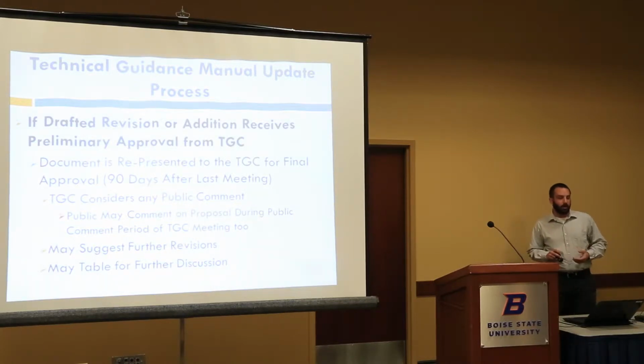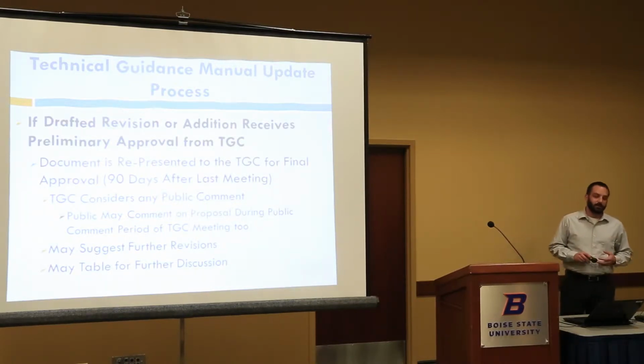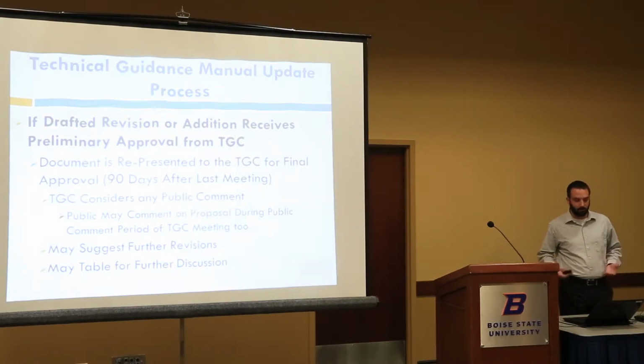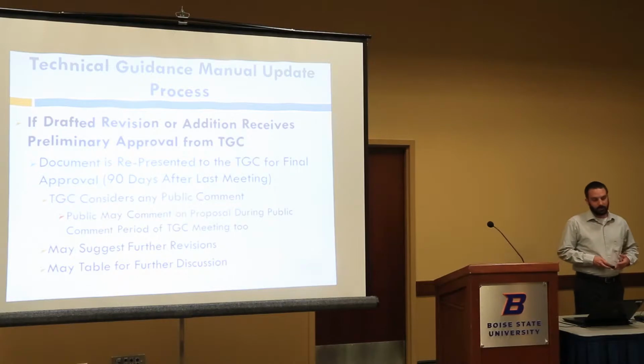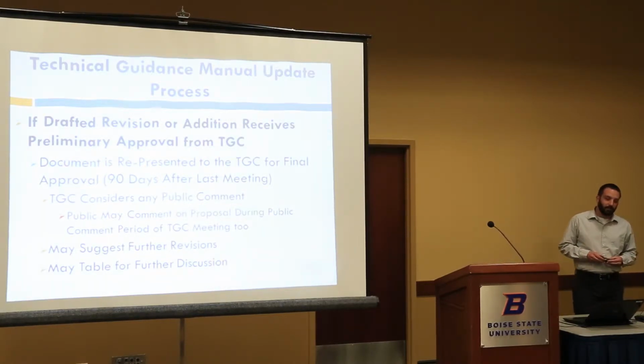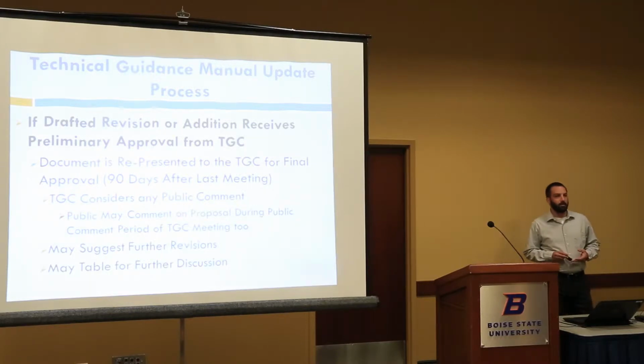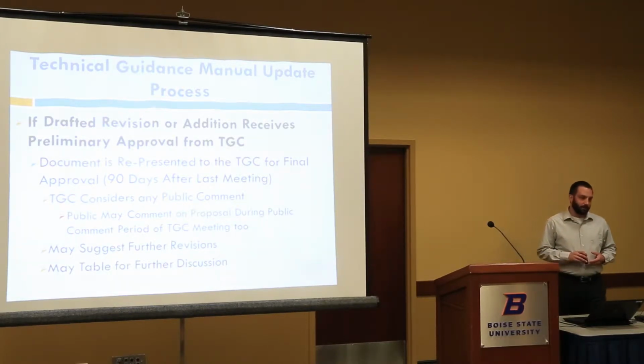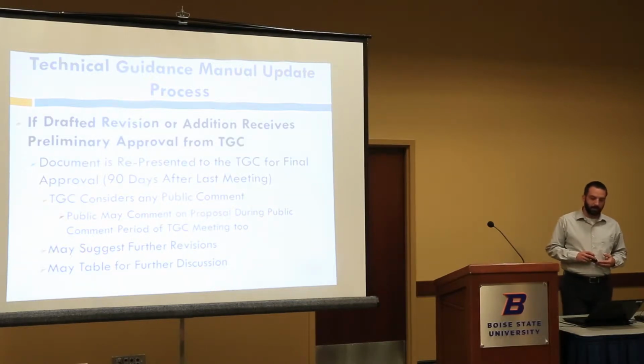After we go through that public comment period, the document gets represented to the TGC for final approval. So that's within 90 days. We meet quarterly, so every 3 months. The TGC will consider any public comment. Again, there's still that public comment period during the meeting as well, so you can always speak your mind there too if you don't get in a written comment before the meeting.